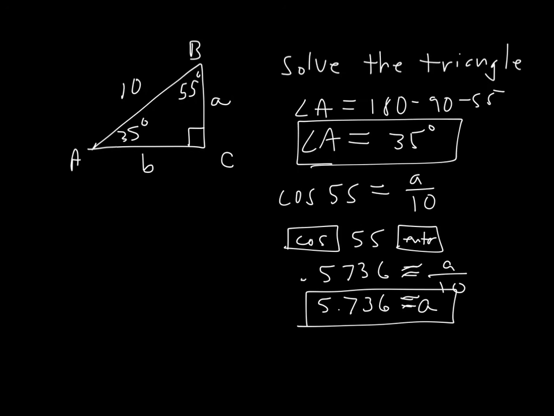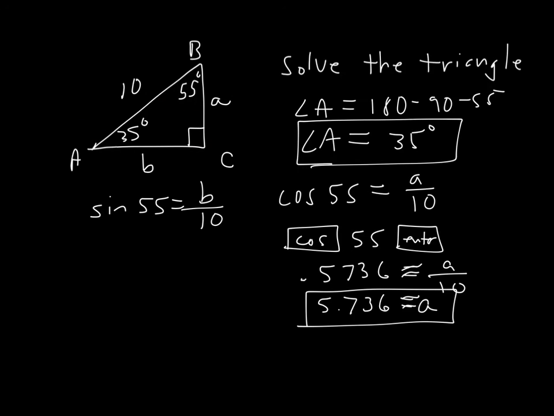All that's left to find now is this side right here, B. And we can still do it from 55. Let's just go ahead and do that. From 55, B is opposite and 10 is still hypotenuse. So from 55, I'm going to use sine. So I'm going to go sine 55 equals B over 10. Remember, Sohcahtoa, sine is opposite over hypotenuse. And if I'm using 55 as my key angle, then B is opposite. And of course, 10 is always the hypotenuse because it's across from the right angle.